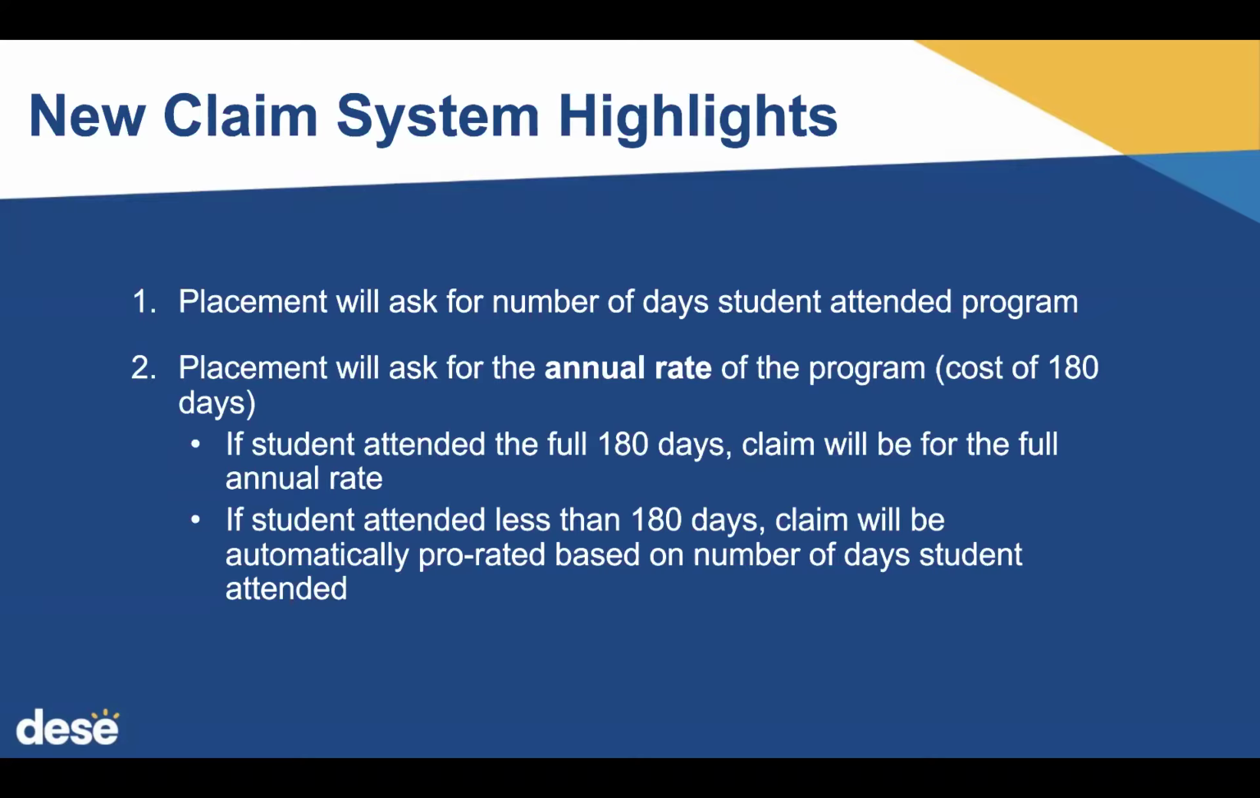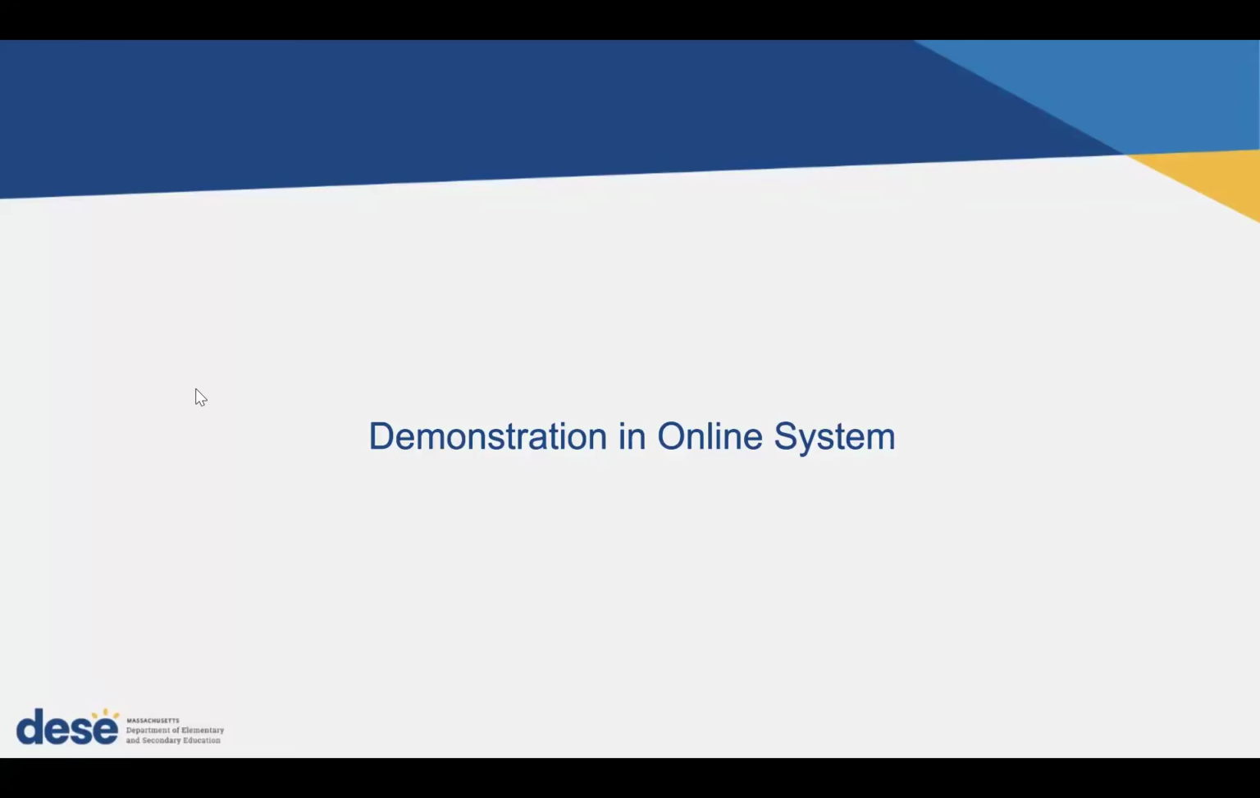The annual rate is the full cost of the program over 180 days for a school year placement. The annual rate will match the cost of the placement if the student attends the full school year. However, if a student attends less days, the claim will be prorated based on the number of days attended. So it's very important to enter the correct annual rate to ensure the claim matches your cost. We will review a student who attended a partial year program during our live demonstration.